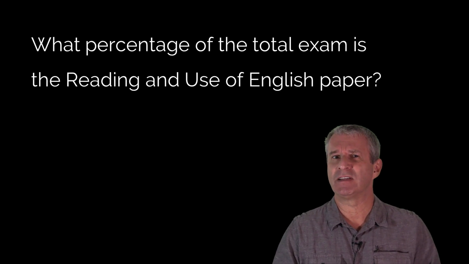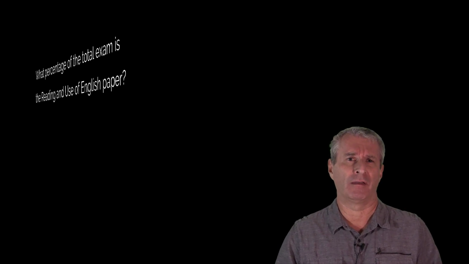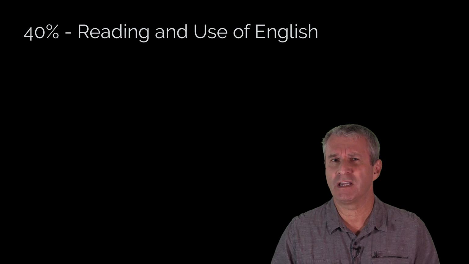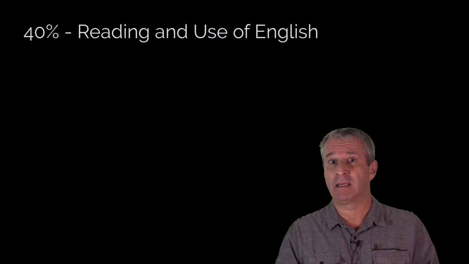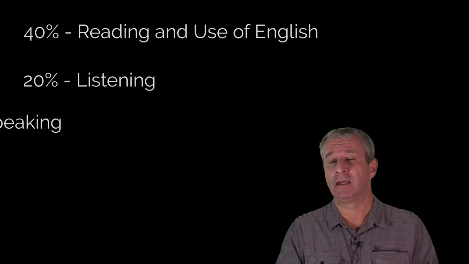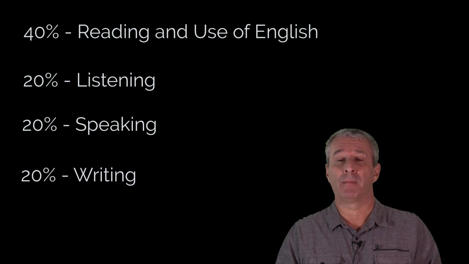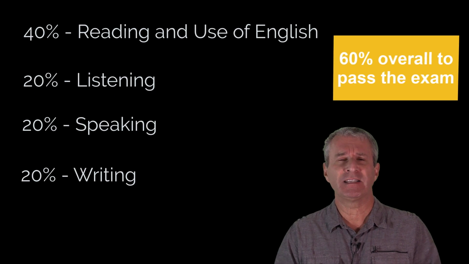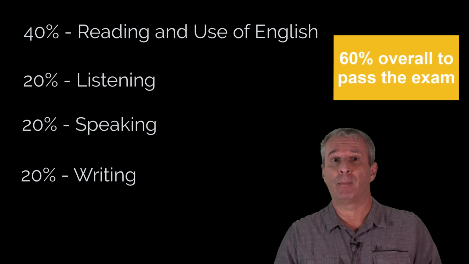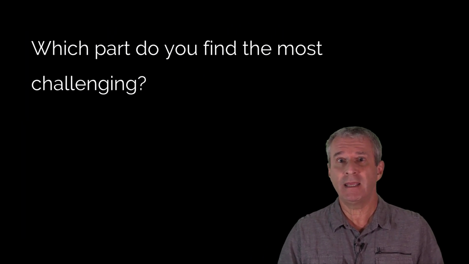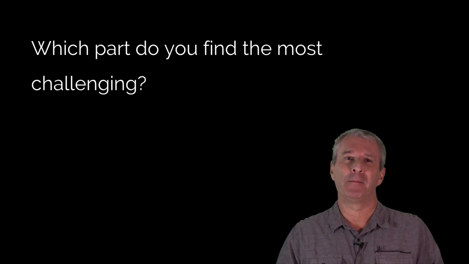So what percentage is the reading and use of English? What is this part worth? It's worth 40% of the total exam. The listening is 20%, the speaking is 20%, and the writing is 20%. That's 100%. So you need 60% overall to get a grade C and pass the exam. Obviously, you want to get as many marks as possible from every part of the exam.